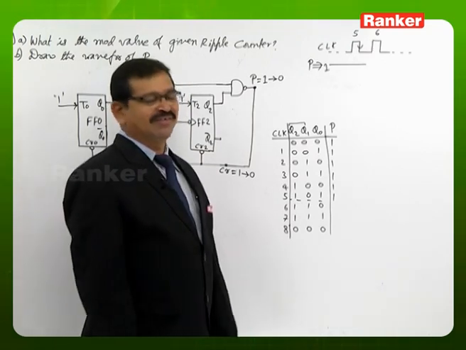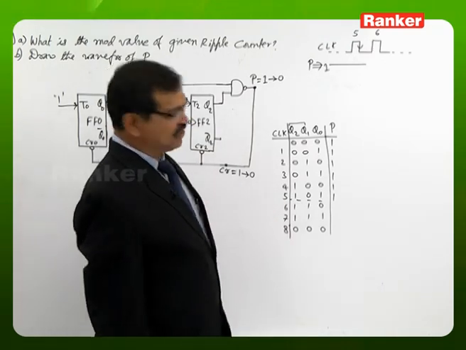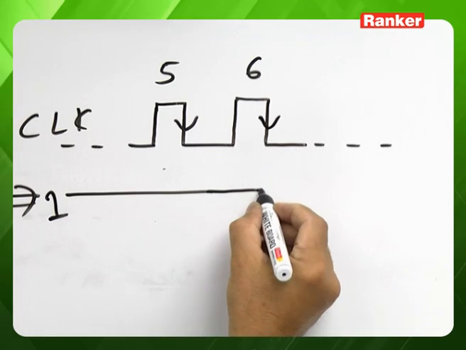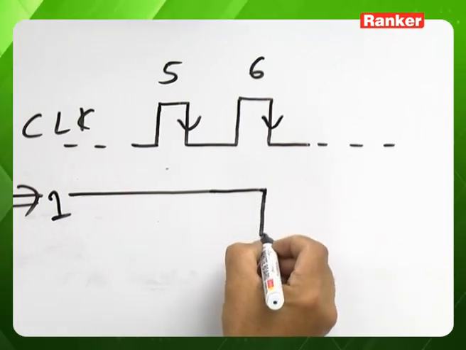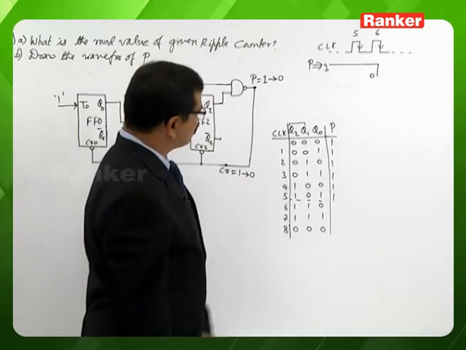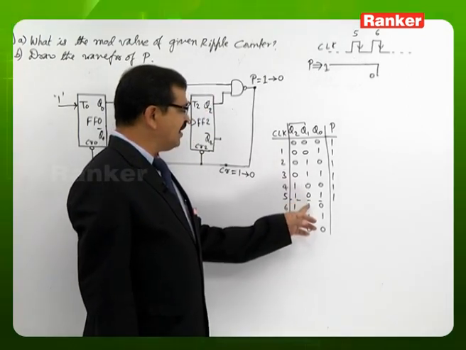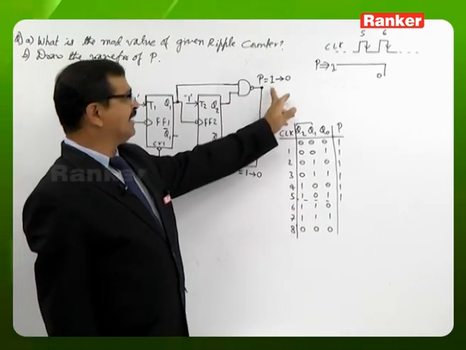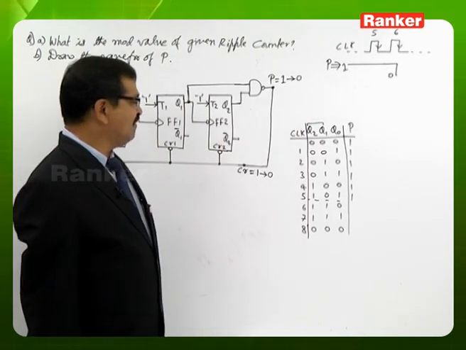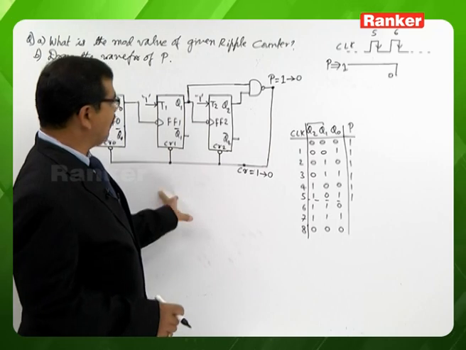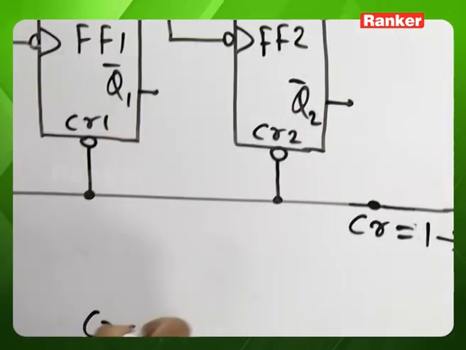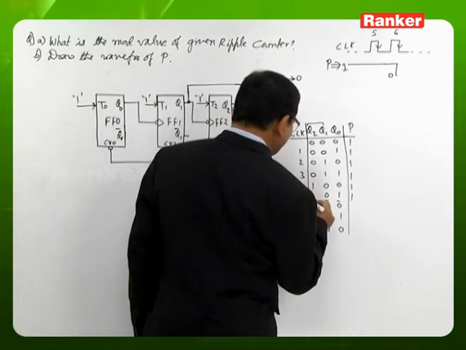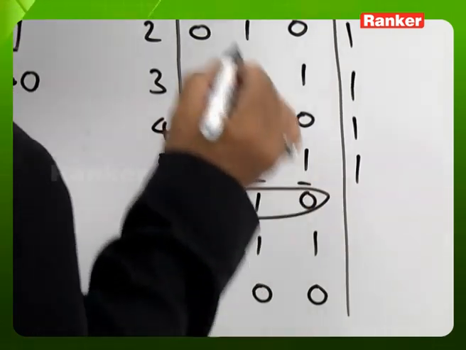As and when we apply the 6th clock pulse, which is negative edge triggered, when the clock is falling, Q1 changes from 0 to 1. Whenever Q1 changes from 0 to 1, both inputs to the NAND gate are 1, hence the NAND gate output becomes 0. Once the NAND gate output is 0, all the flip-flop clear inputs are 0. Whenever the clear inputs are 0, we do not see the state 1, 1, 0. For the user view, it is not visible.